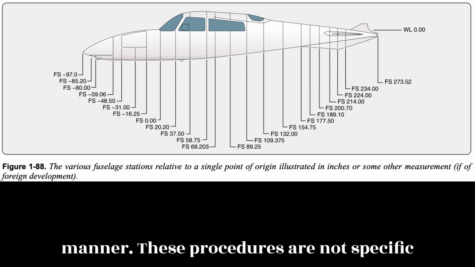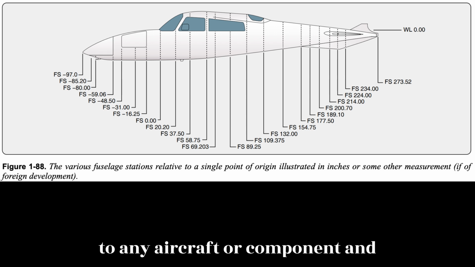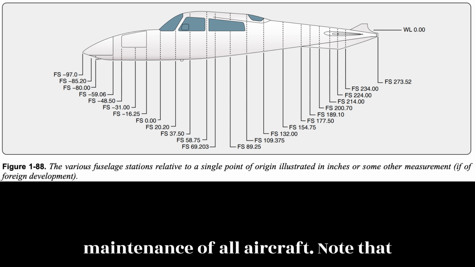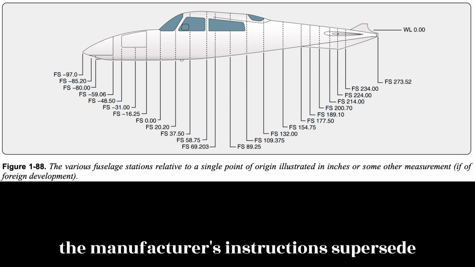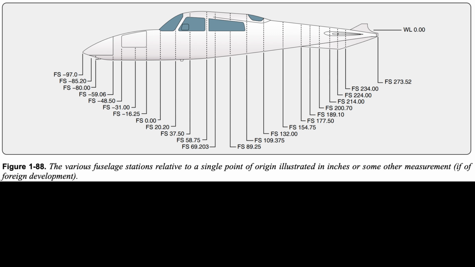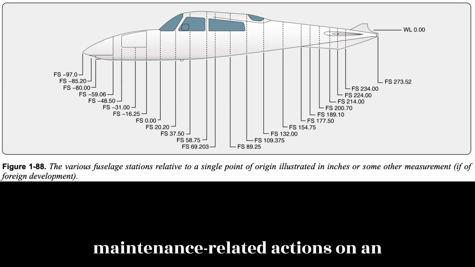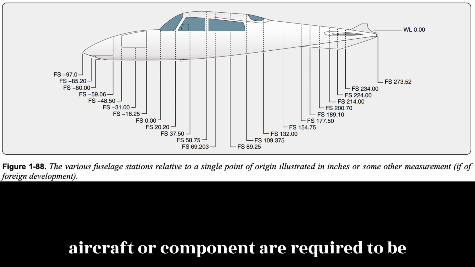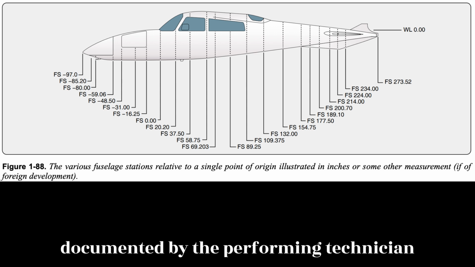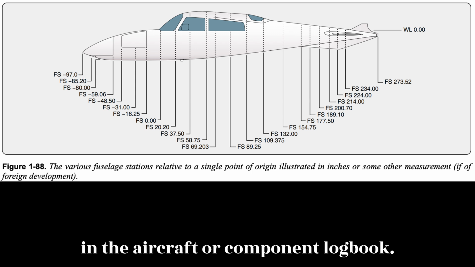These procedures are not specific to any aircraft or component and typically cover methods used during maintenance of all aircraft. Note that the manufacturer's instructions supersede the general procedures found in AC 43.13-2 and AC 43.13-1. All maintenance-related actions on an aircraft or component are required to be documented by the performing technician in the aircraft or component logbook.